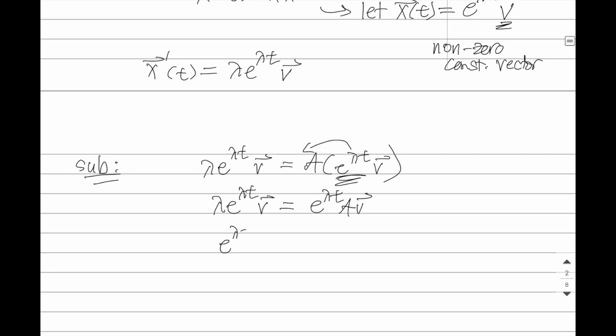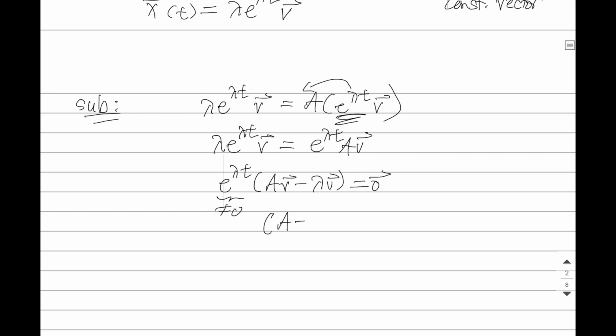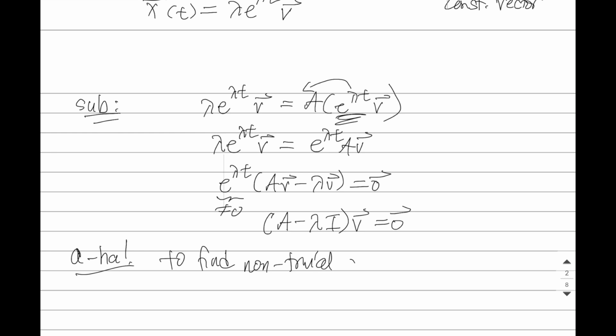We can reorganize this, and we'll get Av minus lambda v equals 0. We know this term will never be 0. One other thing that we can do is rewrite this as A minus lambda times the identity. Remember, all the dimensions have to match, times v equals 0. We've got a bit of an aha moment. To find non-trivial solutions, we need to solve an eigenvalue problem. This matrix here is exactly the matrix that we get when we talk about eigenvalue problems.